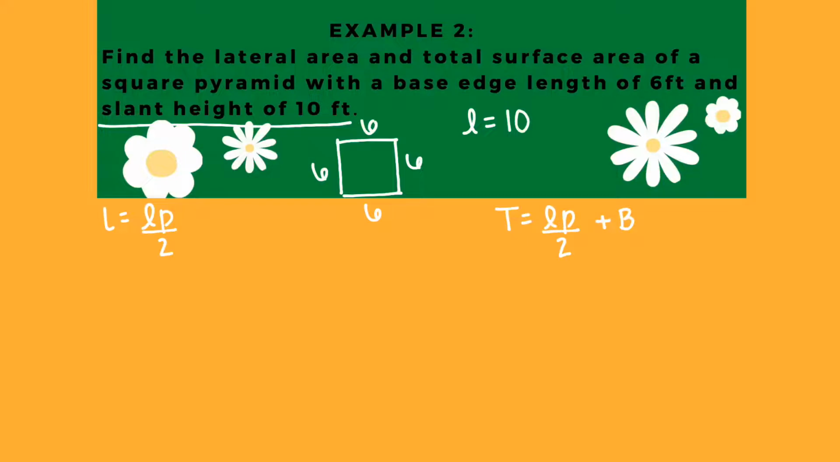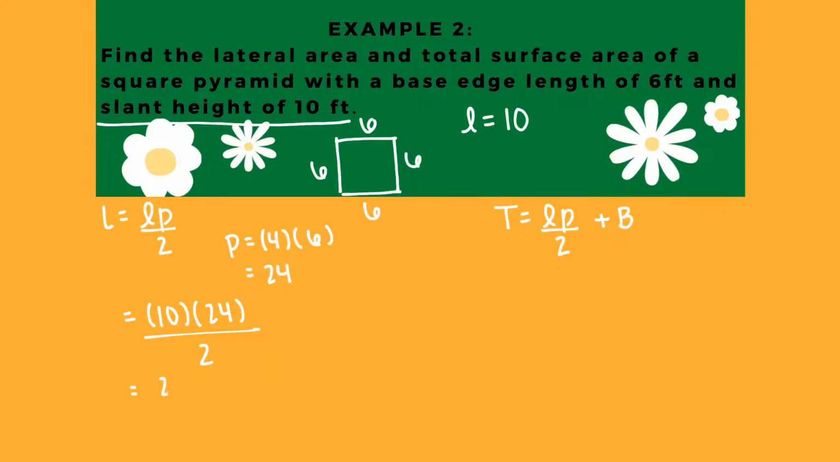For the formula on the left, I already have L for my lateral. I have the slant height, and I need the P, the perimeter. There are 4 sides. Each side is 6 feet long. I do 4 times 6, and I find my perimeter to be 24. So plugging what I have into the lateral formula, I know my slant height is 10, so that goes in for the L. My perimeter is 24, goes in for P, and I'm going to divide by 2. 10 times 24, it gives me 240 divided by 2, leaves me with a lateral area of 120.